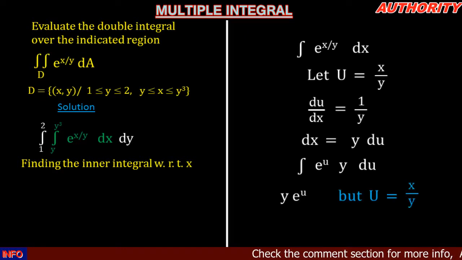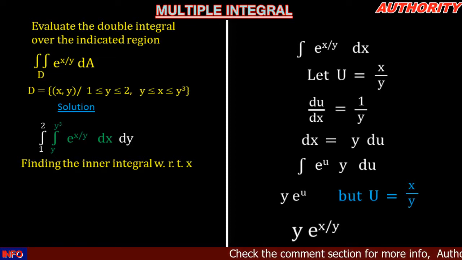So here we have ye raised to power u is the answer, okay? But you discover that we say u is equal to x all over y. That means we're going to replace it here. In place of u, we replace it with x all over y. That means we're going to have ye raised to power x all over y.